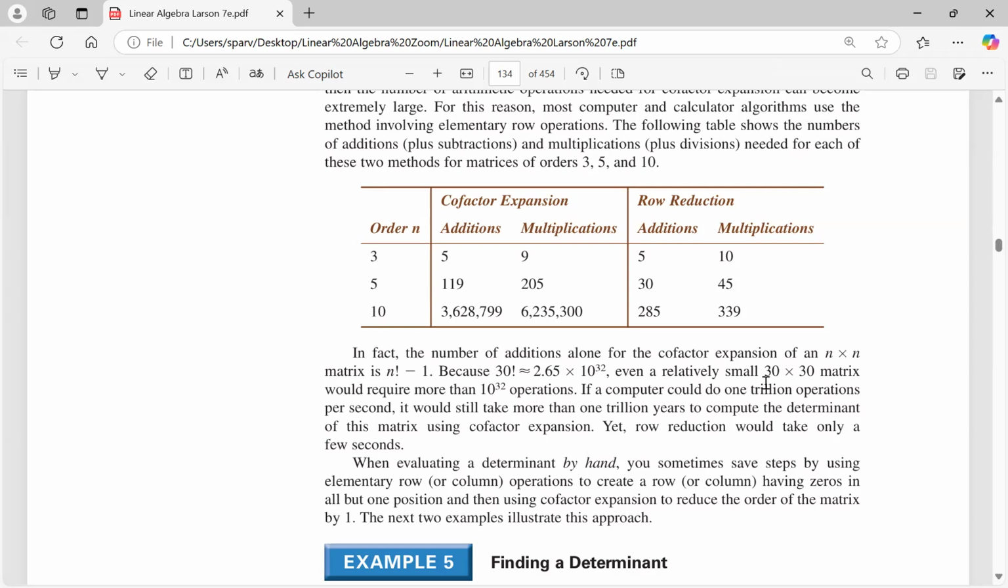So even a relatively small 30 by 30 matrix, which isn't large by comparison, check this out, folks. This is mind-boggling. It takes 10 to the 30th operations. And then he goes on to say if a computer could do 1 trillion operations per second, it would take more than 1 trillion years to compute the determinant of just the 30 by 30. So again, it begs the question, this isn't practical, so are there better ways? There's got to be a better way, right?